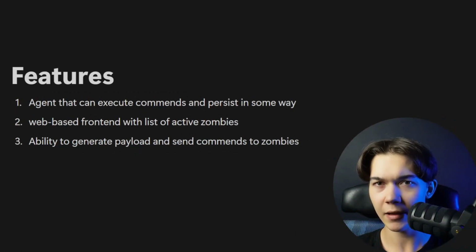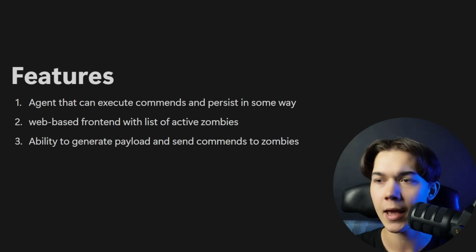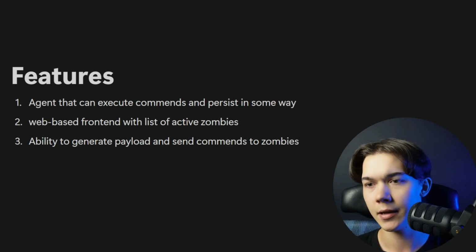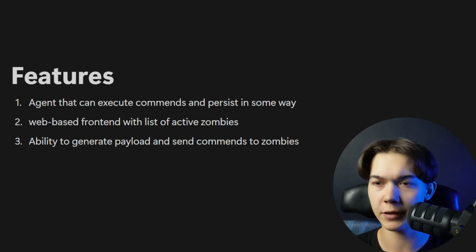Before you start building anything, it's good to know what you wanna build, so let's talk about features that we're gonna implement into our C2 framework. We definitely wanna have an agent that can execute commands and persist in some way on the system. Agent is basically the file that we're gonna send to the system to compromise it. So it needs to call back to us upon being executed, and we want it to persist on the system so that if a target reboots their PC, we want the agent to connect to us on startup, for example. I don't know, we'll figure this out.